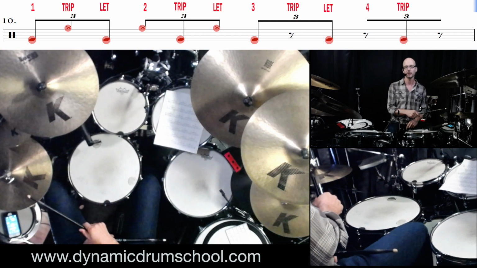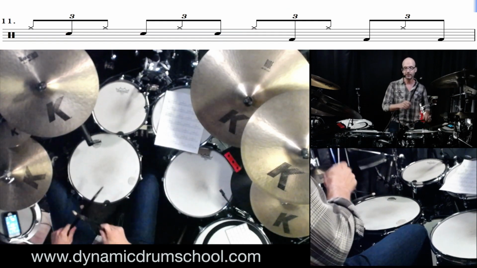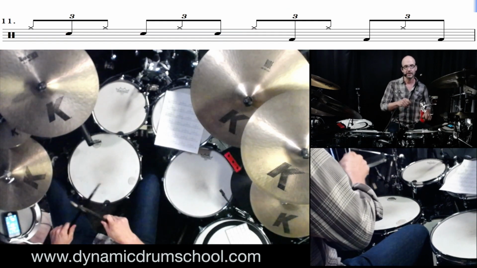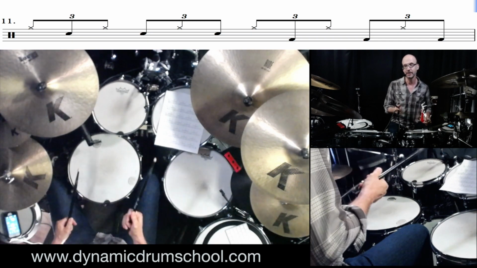Now we're going to play back and forth with the next example between the hi-hat and the snare, and then the hi-hat and the bass drum.